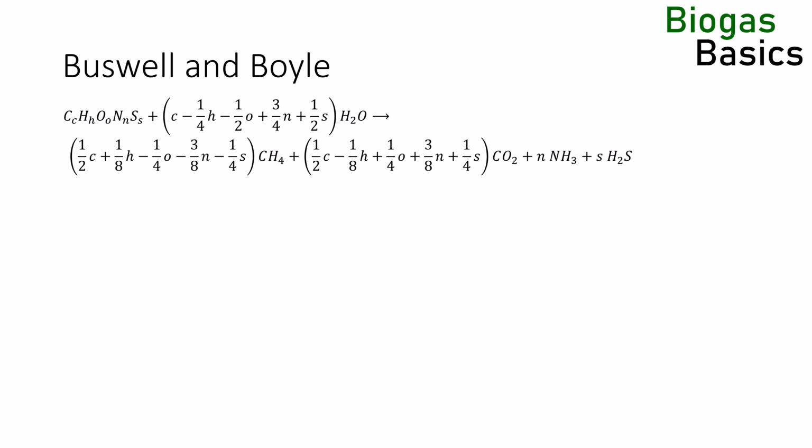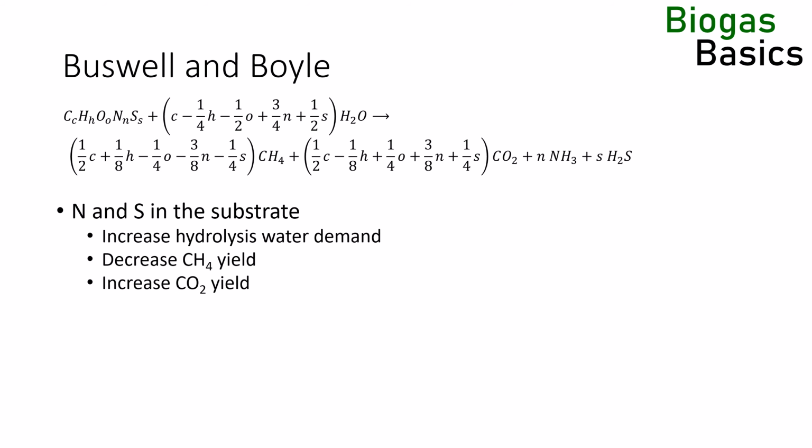The Buswell formula can be expanded by nitrogen and sulfur. This is known as the Buswell and Boyle formula. Now, we have two additional input variables, the nitrogen and sulfur content of the substrate, and must create two more output variables. Nitrogen is reduced to ammonia, and sulfur is reduced to H2S. Again, we balance each species and then invert the matrix to calculate the factors in the Buswell and Boyle formula. We can see that the presence of nitrogen and sulfur in the substrate increases the water demand used in the hydrolysis of the substrate and the CO2 content of the produced biogas. It decreases the methane content of the biogas.